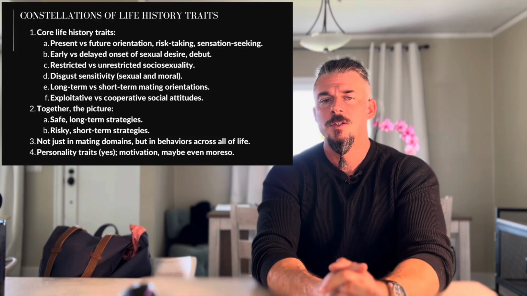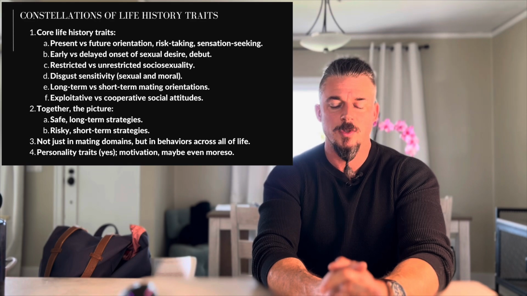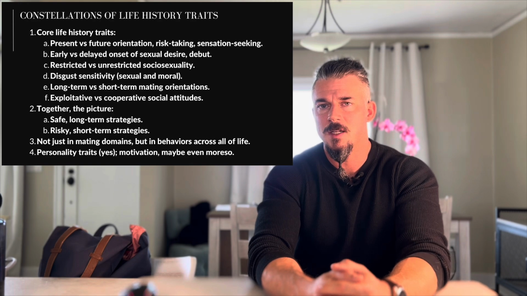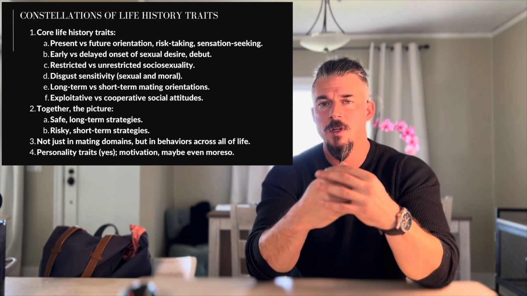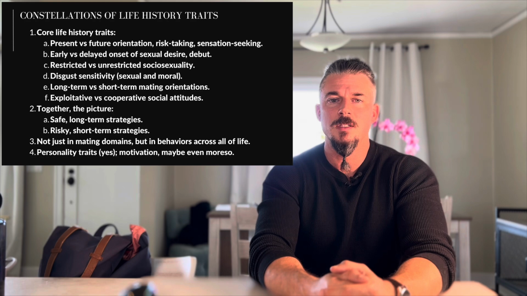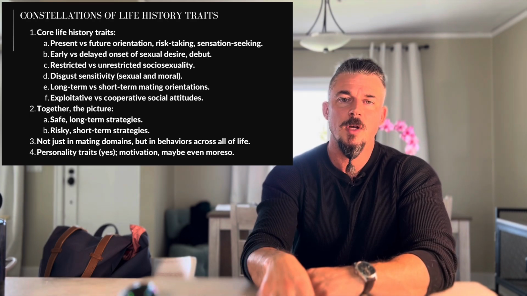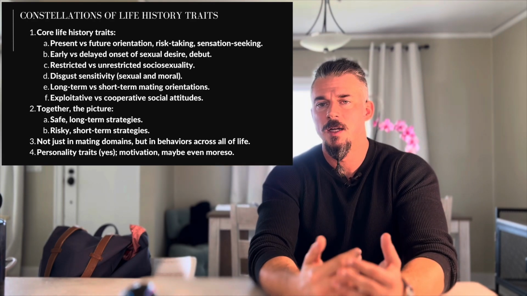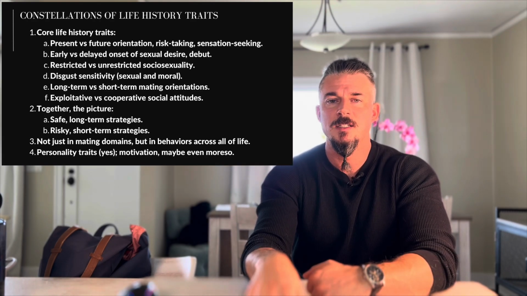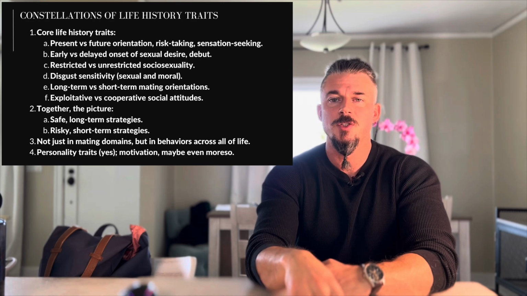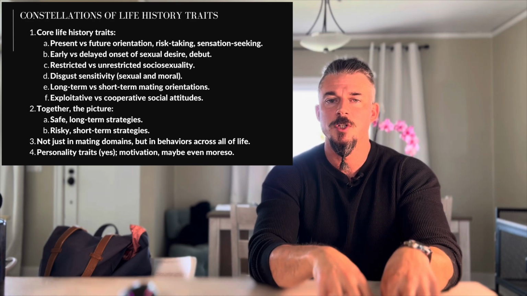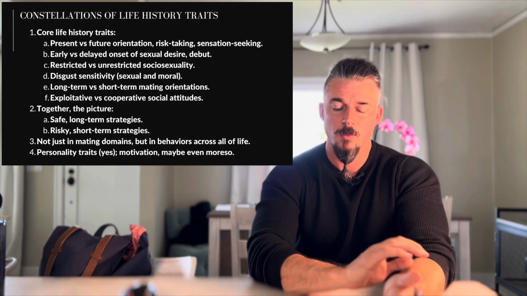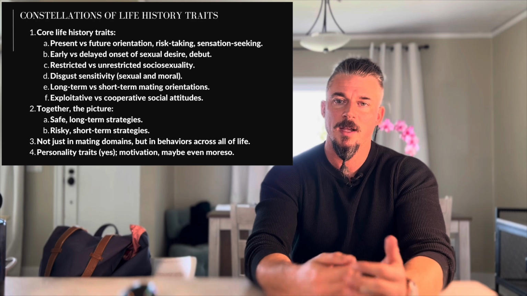So, constellations of life history traits. As we mentioned on the past slide, we can't just look at individual traits and say fast or slow life history. We have to look at this constellation of traits together. So, core life history traits, what are they? Present versus future orientation, which I mentioned, right? Risk-taking, sensation-seeking, what is that? Fast life history strategy is associated with more risk-taking, more sensation-seeking, and a present orientation. Slow life history strategy is associated with the reverse, risk aversion, that kind of thing.